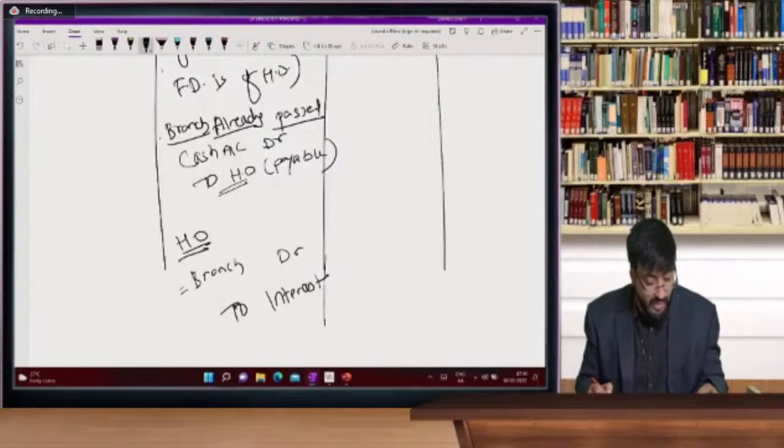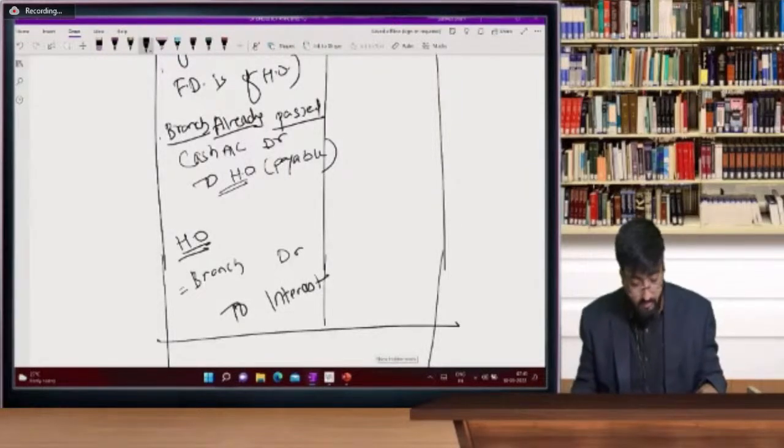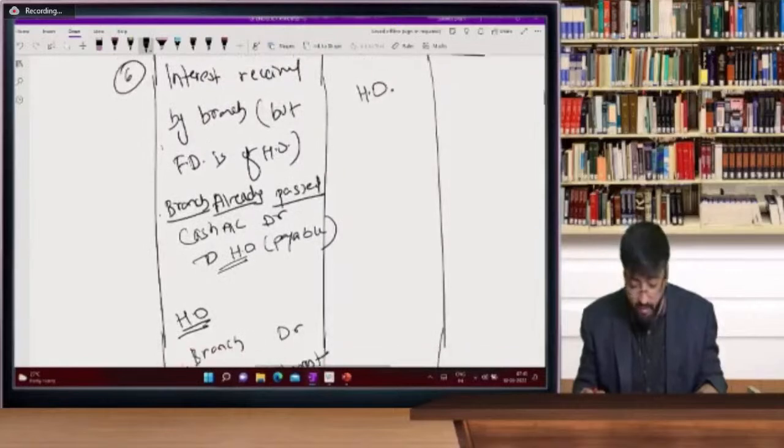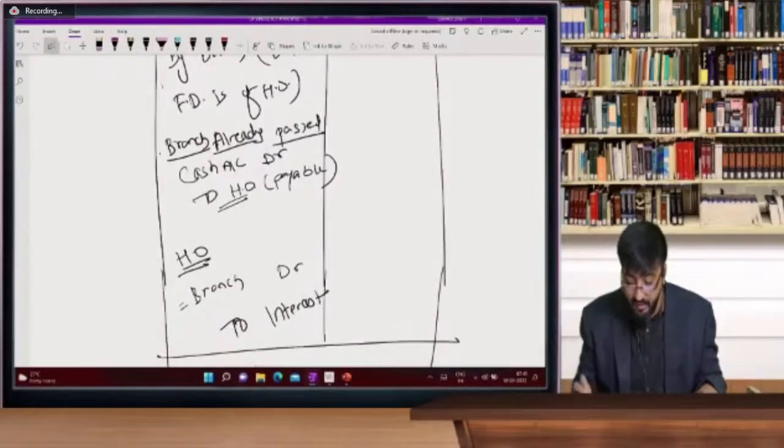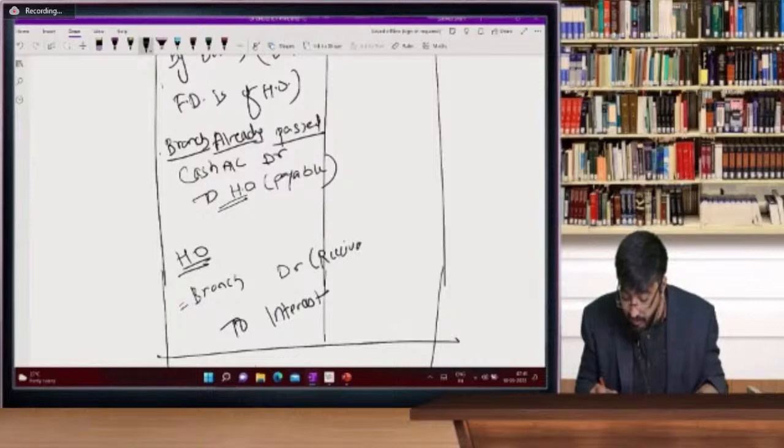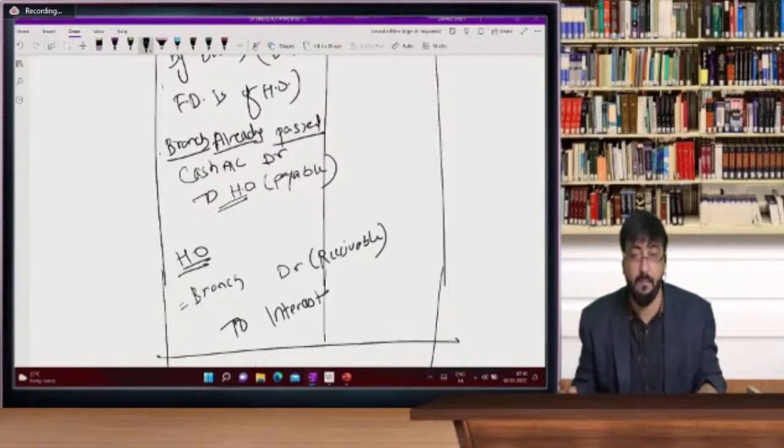No, beta, not cash to interest. Matanjali ji, cash account debit to HO. But at least you tried it. Please, beta, whenever you are passing entry, think this amount is receivable or payable. Receivable means branch has a debit balance. If this amount is payable, then it has a credit balance. So whose interest? Interest is of HO. Who is collecting that? Branch is collecting.